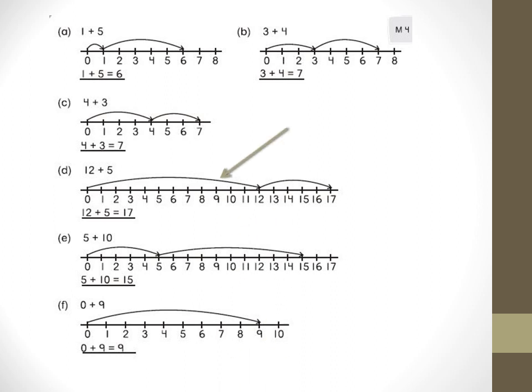Let us consider answer number D, 12 plus 5. First of all, from 0 we jump to 12. Then we go to the right hand side 5 steps and we reach 17.